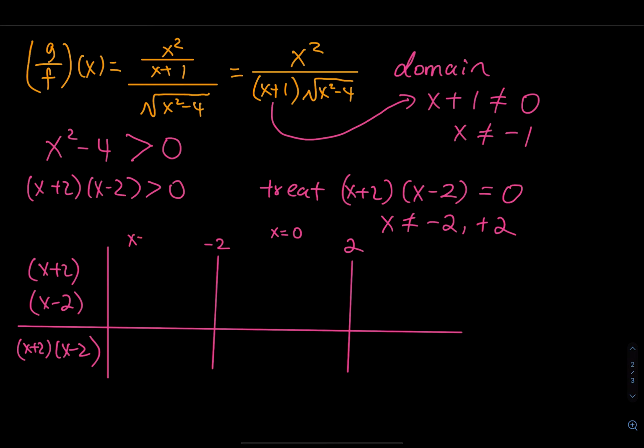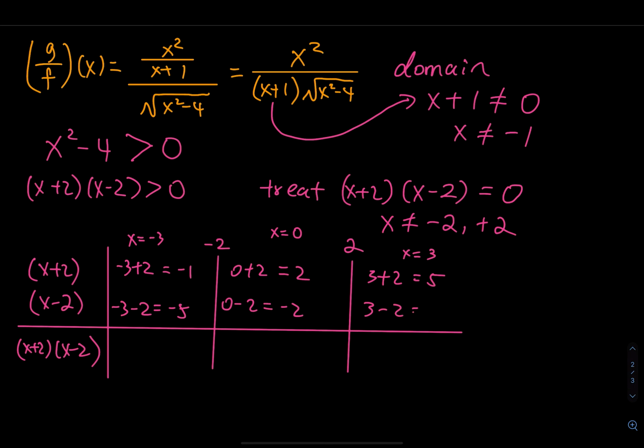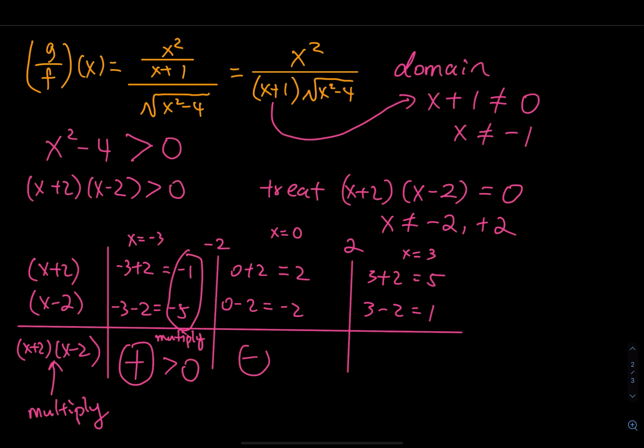And then x equals -3, x equals positive 3, and then we plug in -3 plus 2, -3 minus 2, -5, that is equal to -1. 0 plus 2, 0 minus 2, -2, positive 2. 3 plus 2, 3 minus 2 equals 1. Okay, do you see that this is a multiplication? When you multiply these two, do you get a positive or negative? The answer is positive, which is greater than 0. This is negative, less than 0. This is positive, greater than 0.